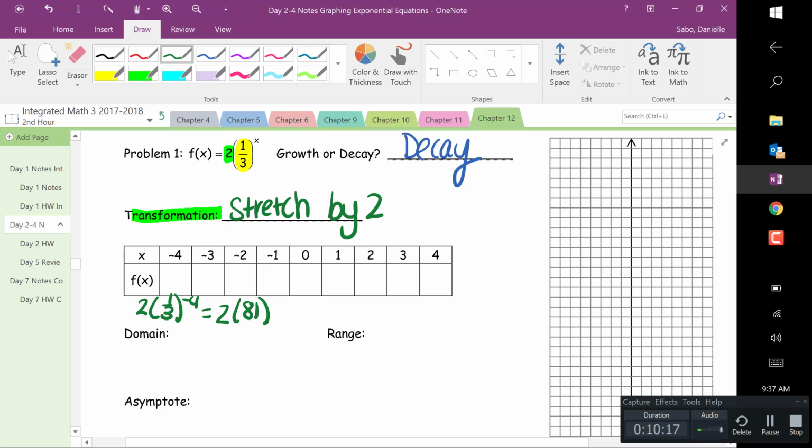Okay, so again, it's not really hard to multiply 2 times 81 if you go off to the side. What is 2 times 81? 162? Is that what you said? 162.